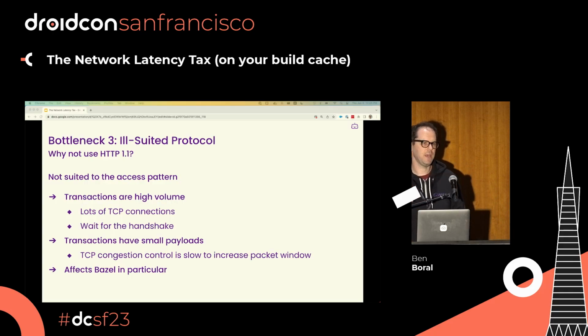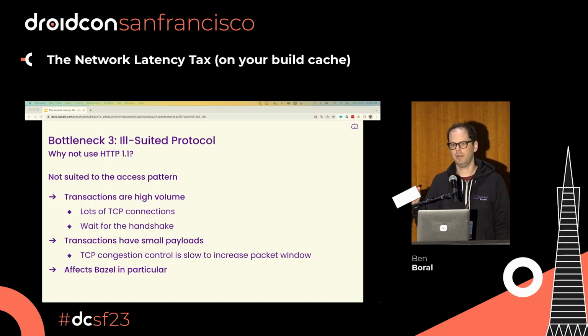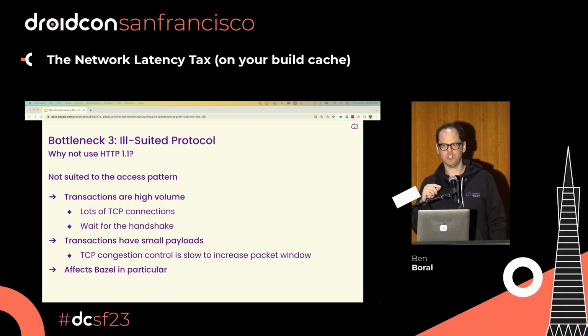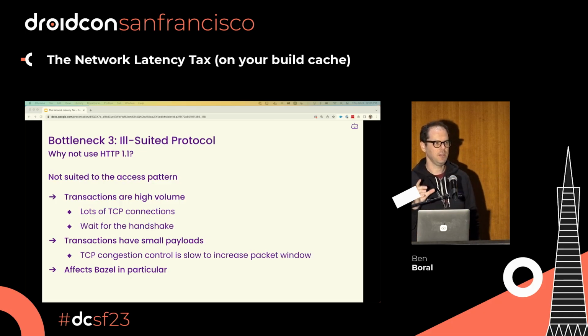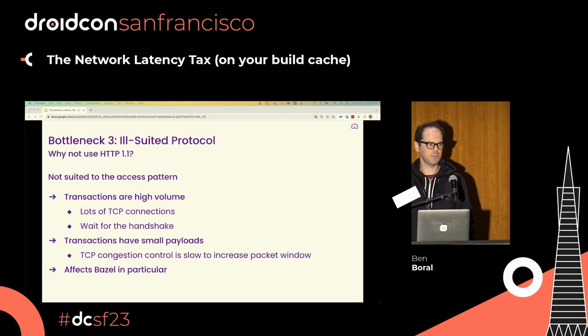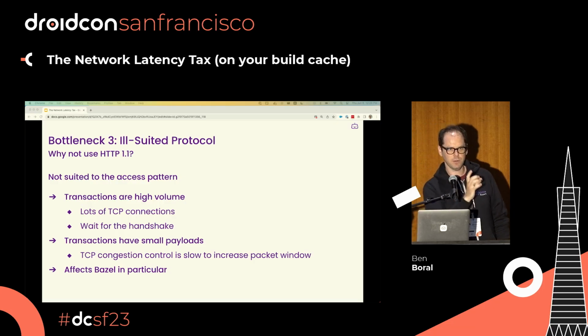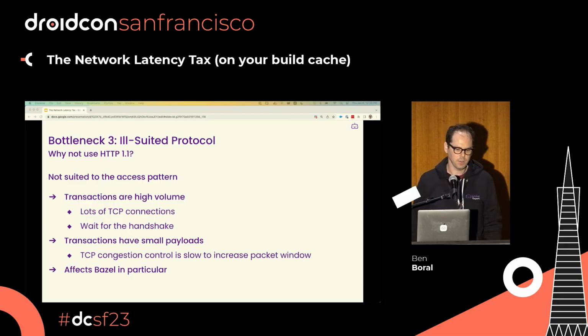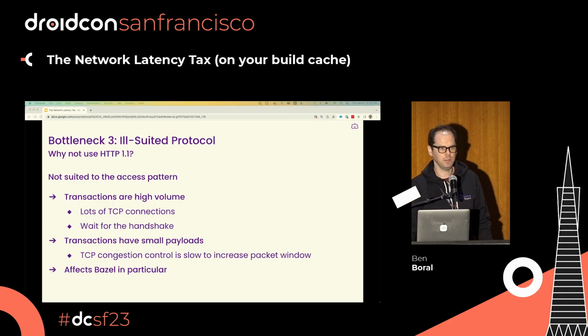The other problem is that because these are very small transactions, the way TCP does congestion control, the number of packets it's going to send along at one time, it starts out slow and then it ramps up slowly. Well, because the transactions are small, it never really has enough time to even get up to sending a lot of packets at one time. This particularly affects the Bazel build system, which is super granular in the way it sends data.